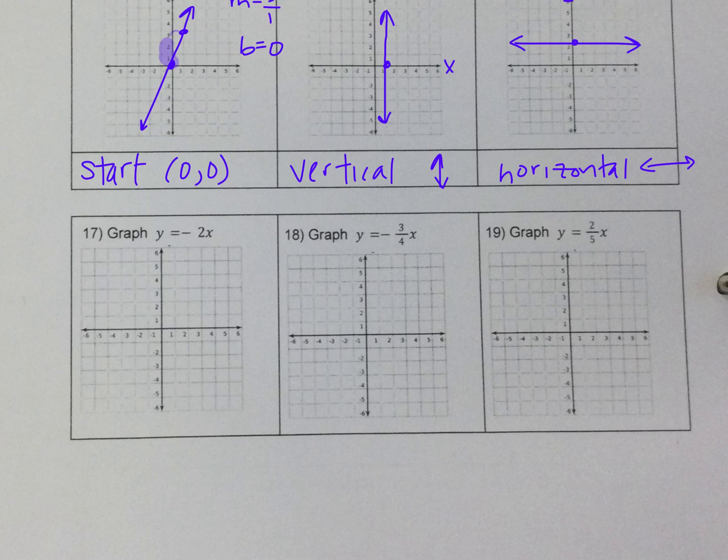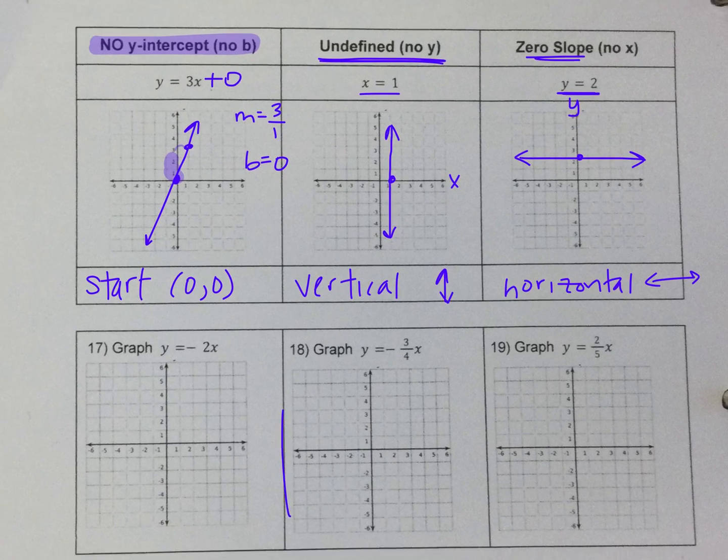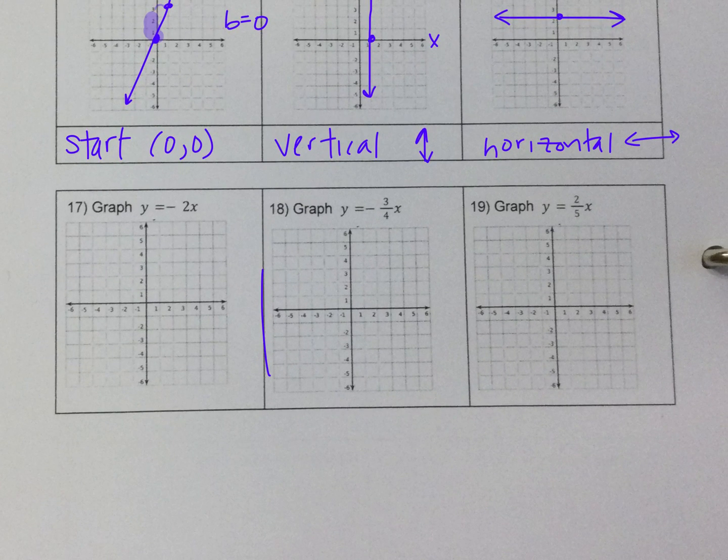These are all just like the one example I just did, where there's no b, and when there's no b, we know that it's a 0, so plus 0. So all of these are going to start at 0. Then you'll do your rise and run, rise and run, rise and run.